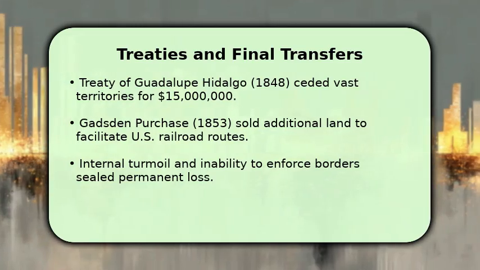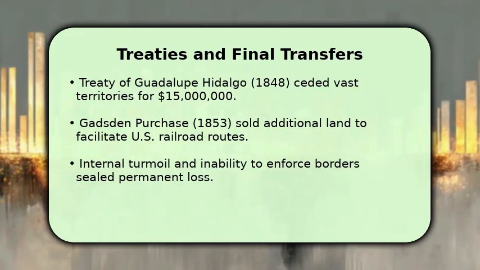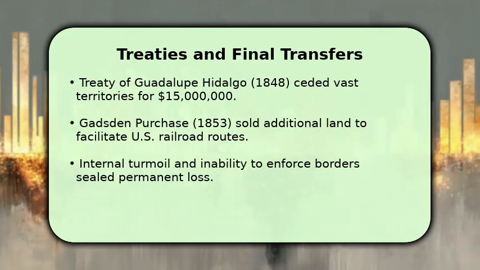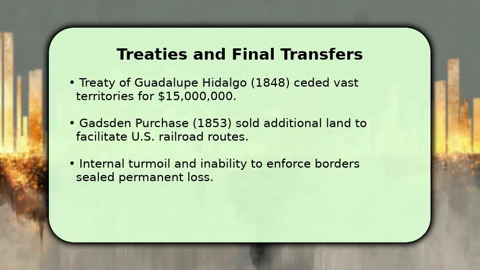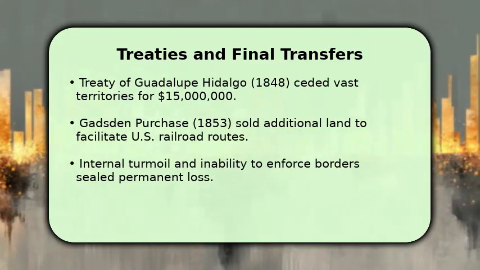If things went wrong, consider this key tip. Persistent internal instability and fiscal weakness prevented Mexico from sustaining prolonged military resistance or effective international appeal, which made the territorial losses last.